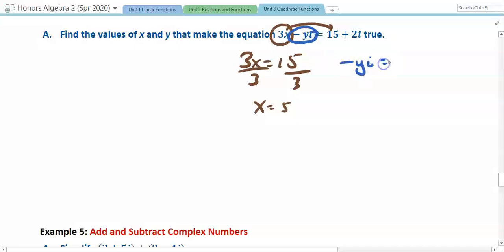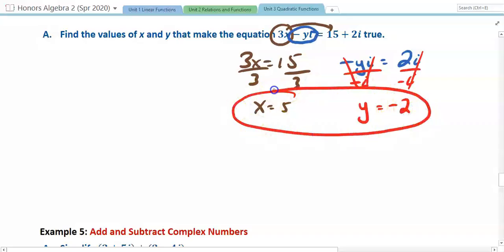Don't forget that sign. Did you forget the sign? Because if you did, this is going to cause it to be wrong. And so we divide both sides by the i. And I can also divide by the negative to get the y by itself. So I'm going to divide by the negative. And so the negatives become positive, the i's cancel. Y is equal to, the i's cancel, so we're going to get negative 2. And so my two answers: x is equal to 5, y is equal to negative 2.